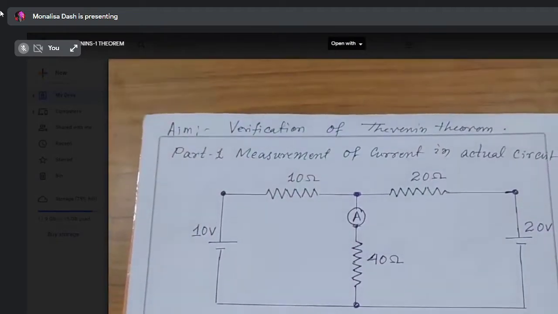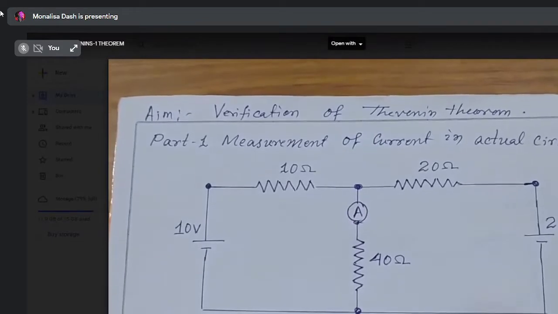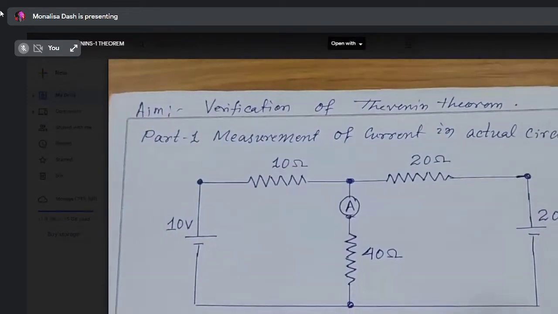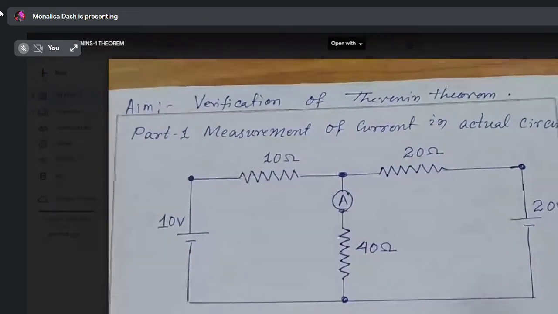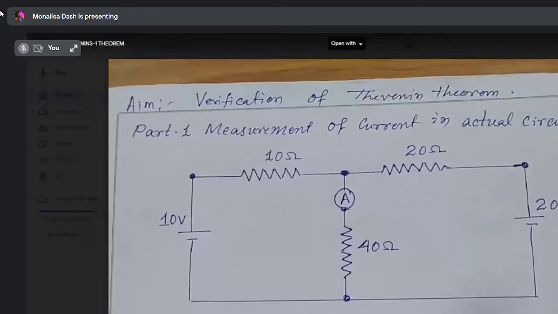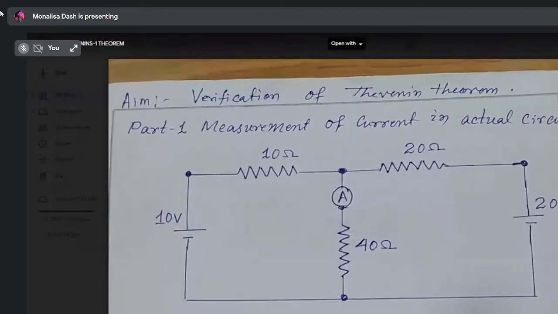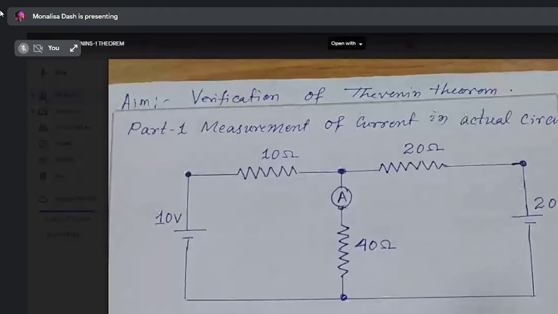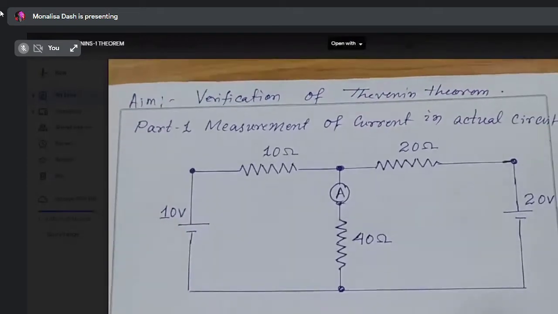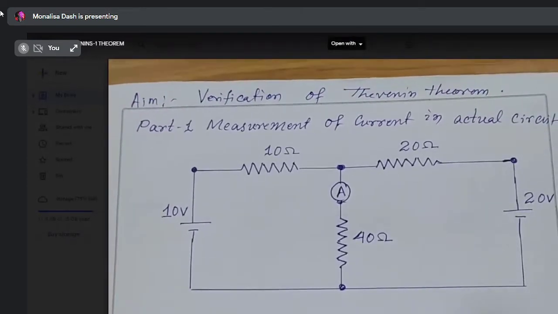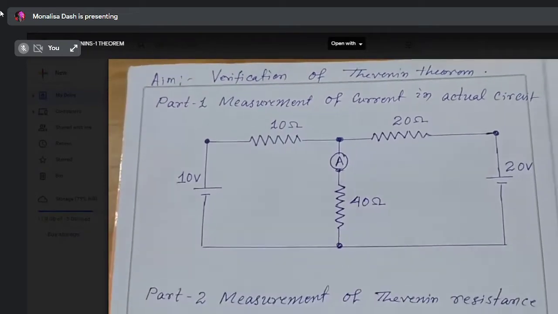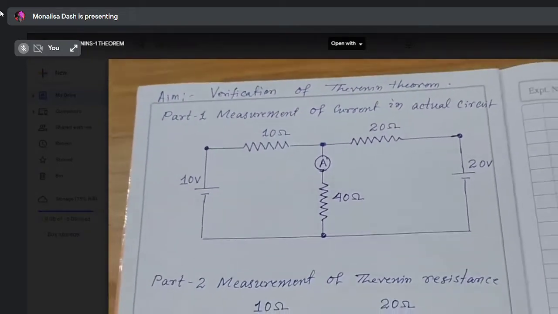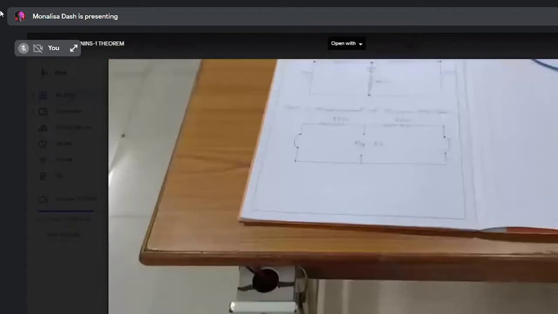Before going to perform this experiment, we should know about the statement of Thevenin theorem. The Thevenin theorem statement is, for a linear bilateral active network, it can be replaced by an equivalent voltage source and a series resistance with it. So now we will go to perform the experiment.